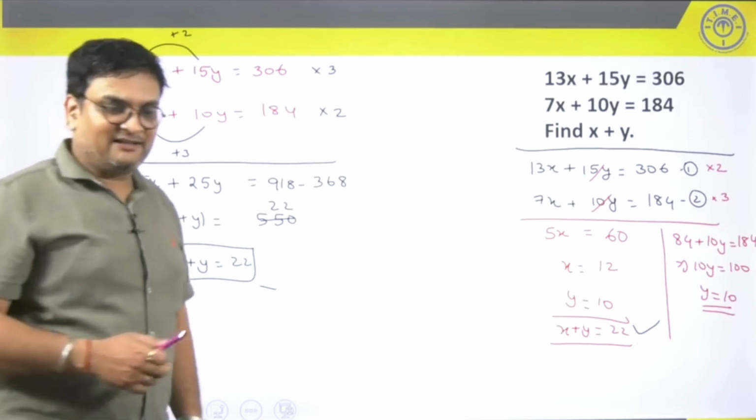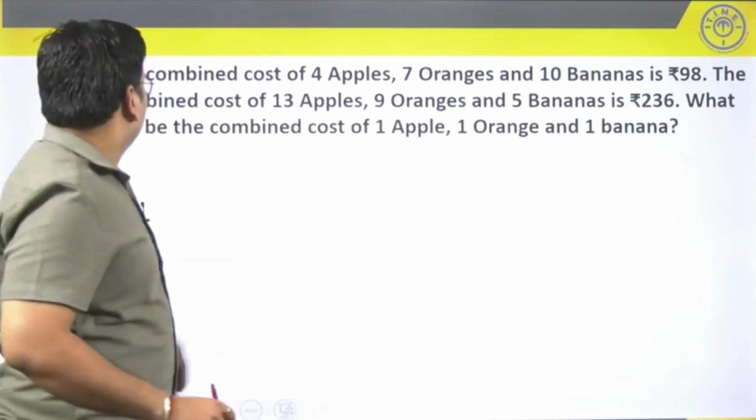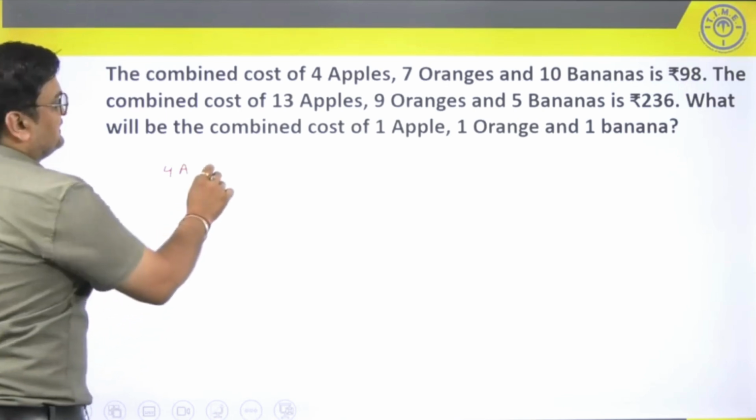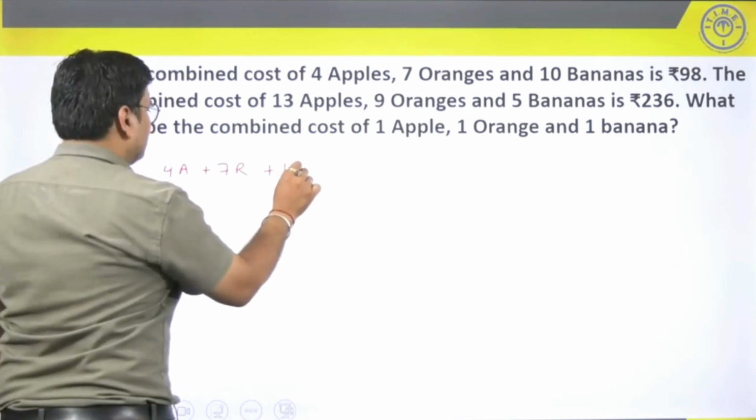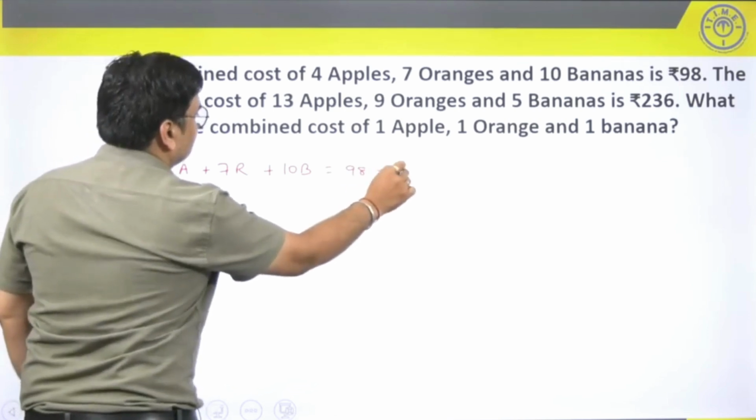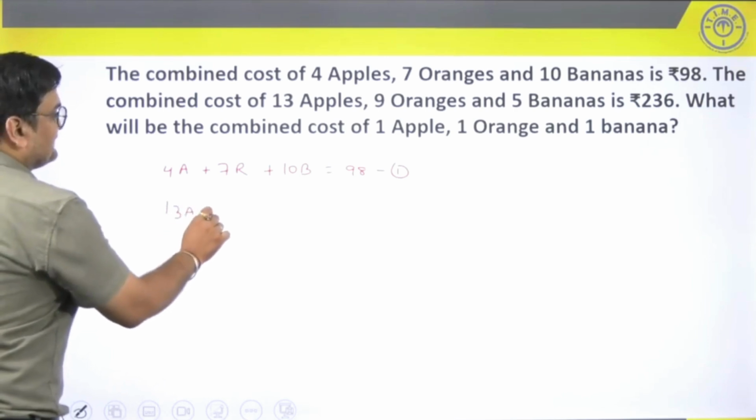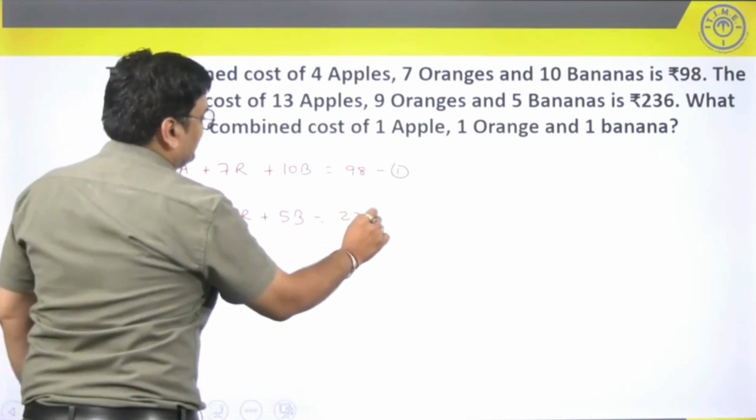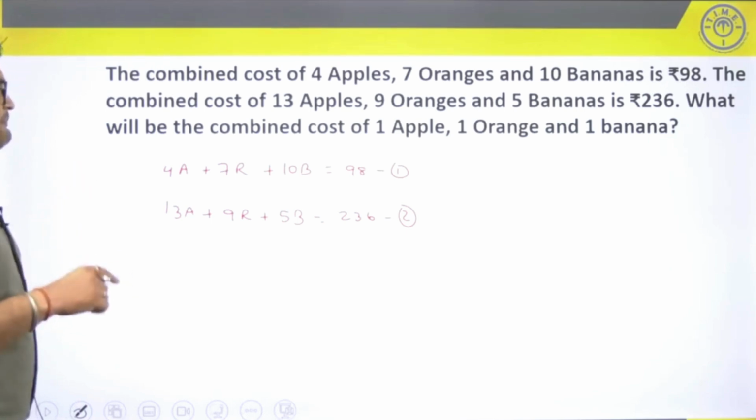Now let's practice this one more time, but this time for the case of 3 variables. Observe this. The combined cost of 4 apples, suppose each apple is A rupees, 7 oranges, each orange is R rupees, and 10 bananas, each banana is B rupees, is 98 rupees. Equation number 1. The combined cost of 13 apples, 9 oranges and 5 bananas is 236 rupees. What will be the combined cost of 1 apple, 1 orange, 1 banana?